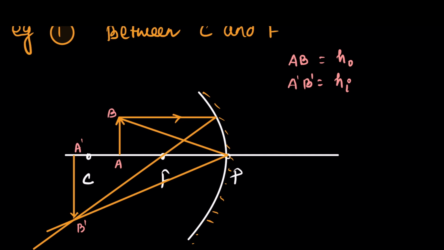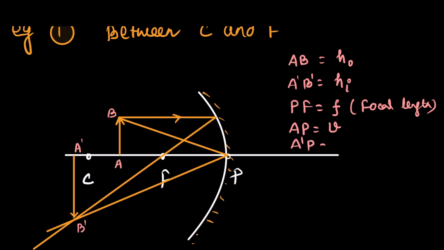Similarly, PF is focal length, that is represented as a small f. Then AP is the distance of object from the pole, that is a small u. And A dash P, that is the distance of image from the pole, that is represented as a small v. And one more, we can note it down, that is C and P. This is the radius of curvature, which is represented as R.